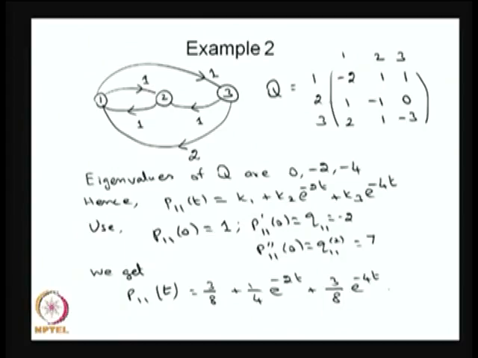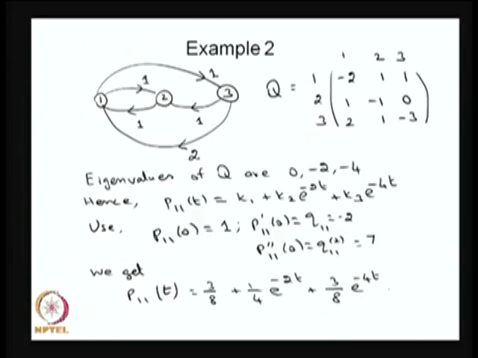So, the corresponding Q matrix is a 3 cross 3 matrix, and you can make out all the row sums are going to be 0, and the diagonal elements are minus of the sum of other values in the same rows, and other than the diagonal elements the values are greater than or equal to 0.